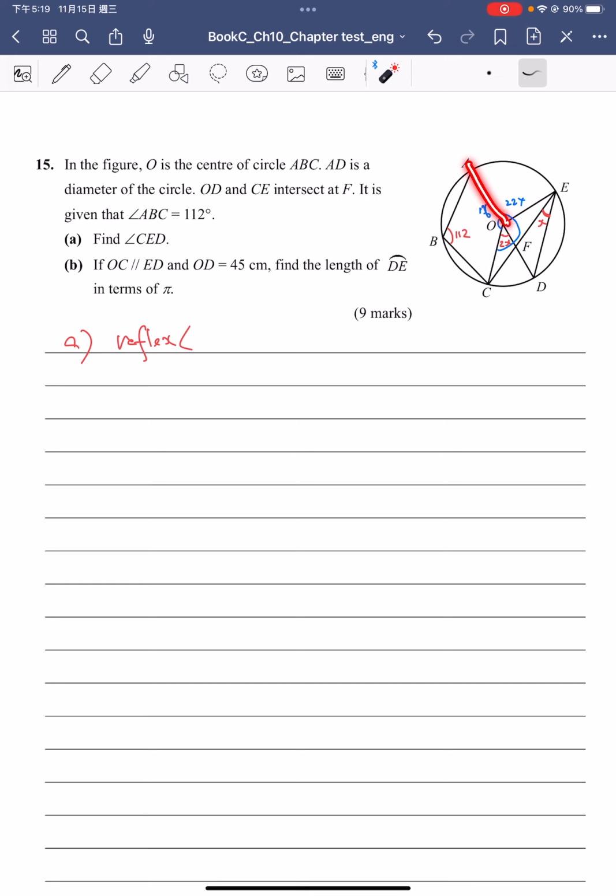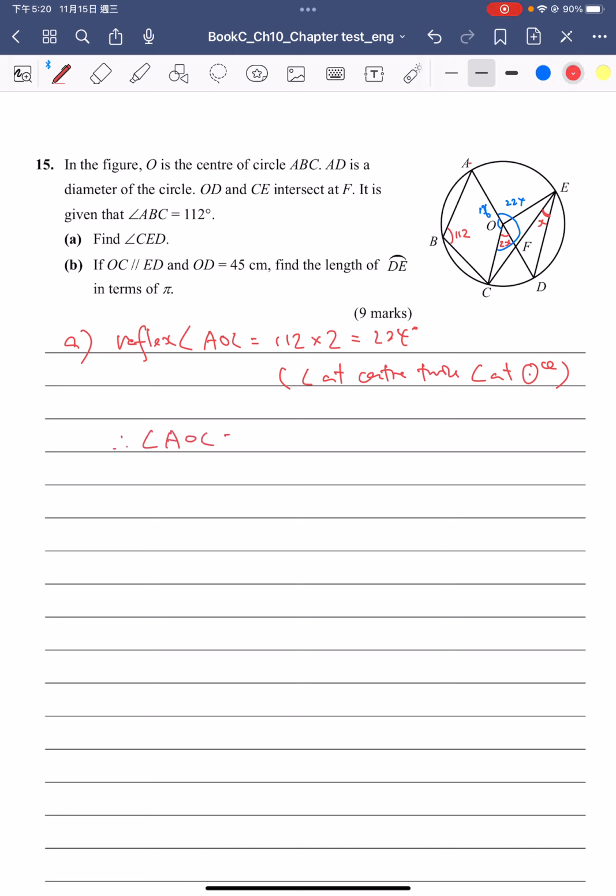The reflex angle AOC is equal to 112 times 2, which is 224 degrees, by using the angle at the center is twice the angle at the circumference. Then the angle AOC, not the reflex one, is equal to 360 minus the reflex angle AOC. That is 360 minus 224, giving the answer 136 degrees.